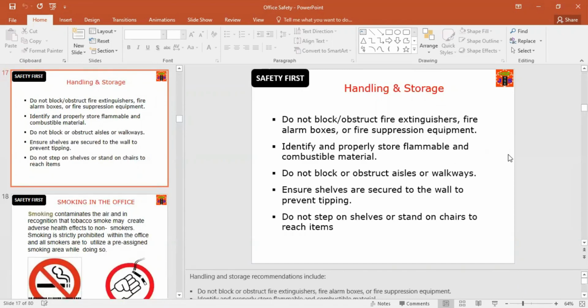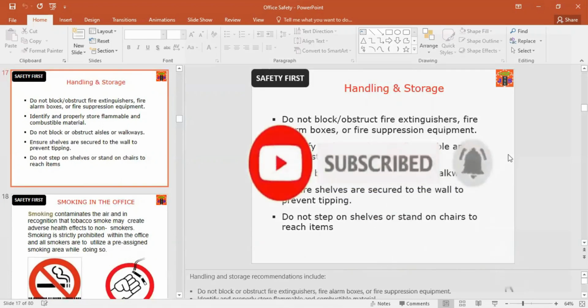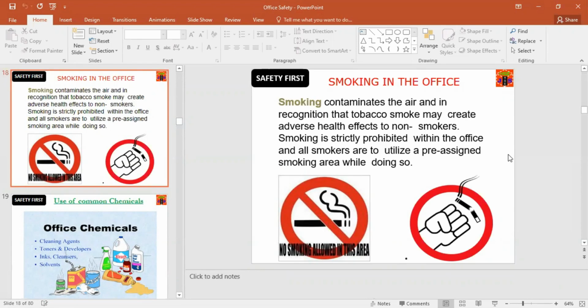Don't block or obstruct safely stored flammable and combustible material. Don't block or obstruct walkways or passages. Ensure shelves are secured to the wall to prevent tipping. Don't step on shelves or stand on chairs to reach items. Let us look at whether smoking is permitted or prohibited in the office. What are the dangers?